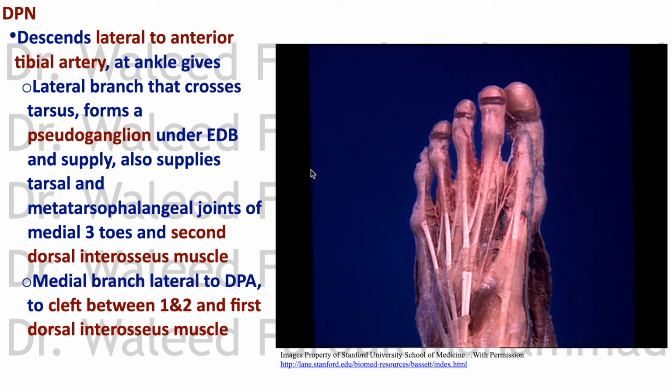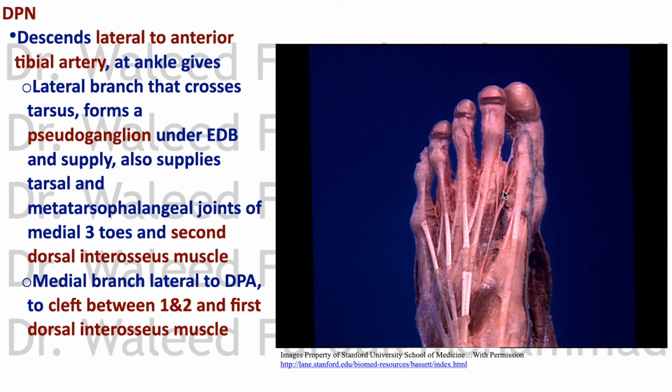This is the lateral branch, supplying the second dorsal interosseous muscle. The medial branch is lateral to the dorsalis pedis artery and supplies the first dorsal interosseous muscle and the cleft between the first and second toes, as you can see here.